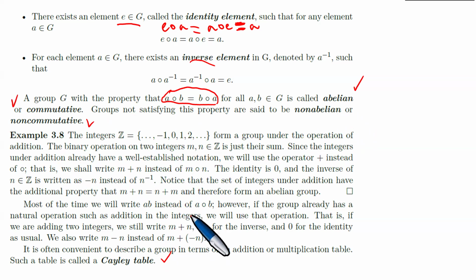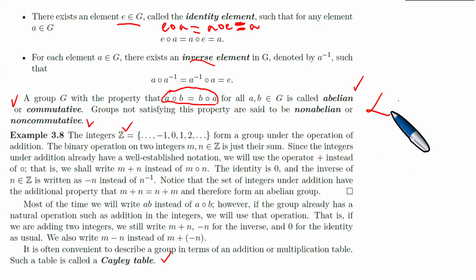Okay, now let's discuss the Cayley table in relation to the integers modulo n and the integers in general, but also the symmetries of triangles and rectangles. Let's look at example 3.8. The integers Z, which are ..., -1, 0, 1, 2, and so on. This is all the integers, not only modulo something. They form a group under the operation of addition.